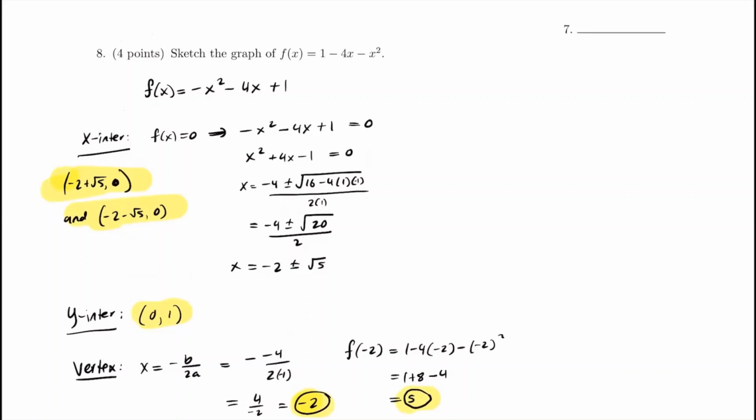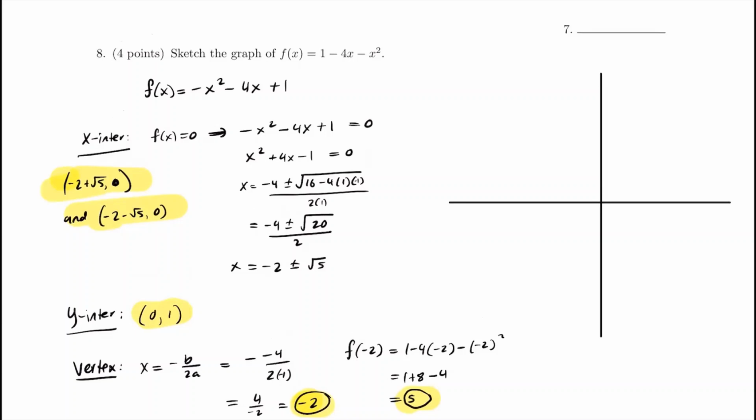Now also note that this parabola is facing downward. So that's another thing to keep in mind to make sure I have everything in the right place. So x-intercepts, they're not pretty. We're just going to estimate -2 plus square root of 5 and -2 minus square root of 5.